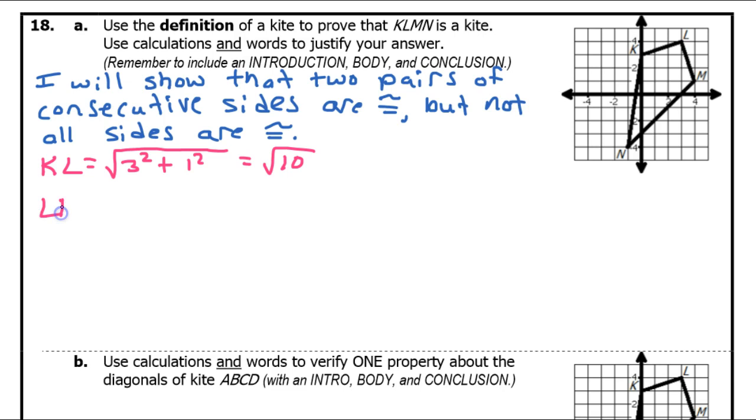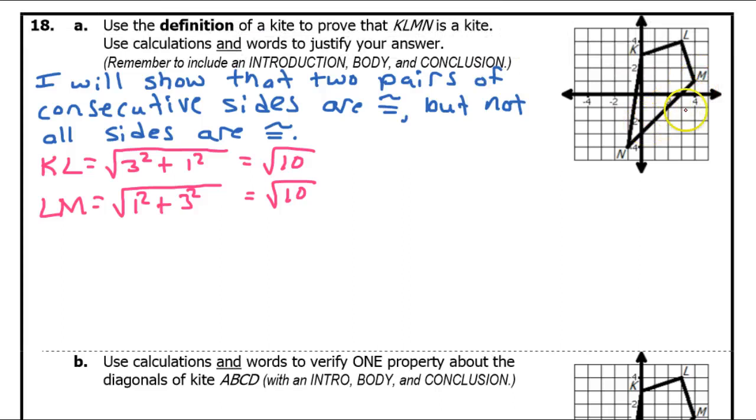Okay, so here comes LM. More Pythagorean Theorem. So here's my little right triangle. I see 1 and I see 3. So this is going to be 1 squared plus 3 squared. Alright, same numbers, of course I'm going to get radical 10. So sure enough, I've got my first pair of consecutive sides that are congruent. So now let's go for the next pair.